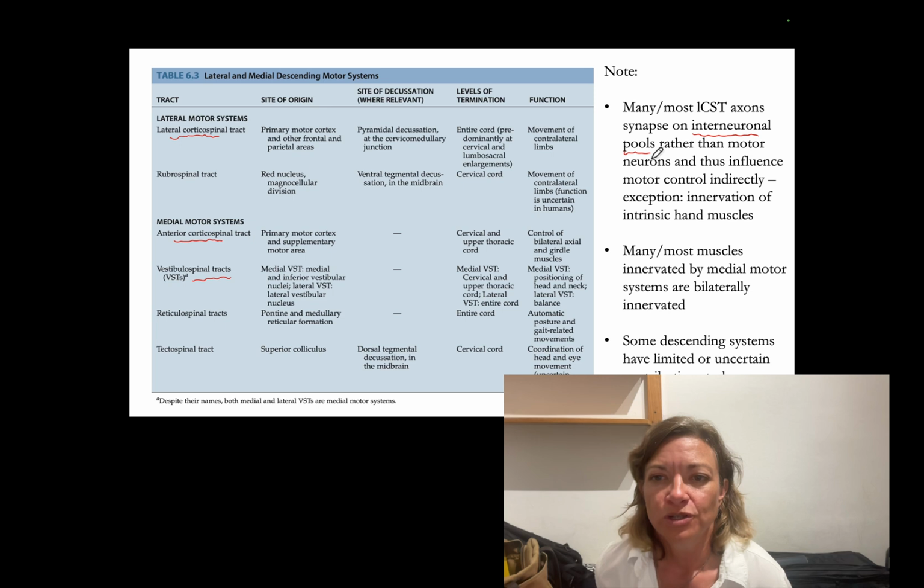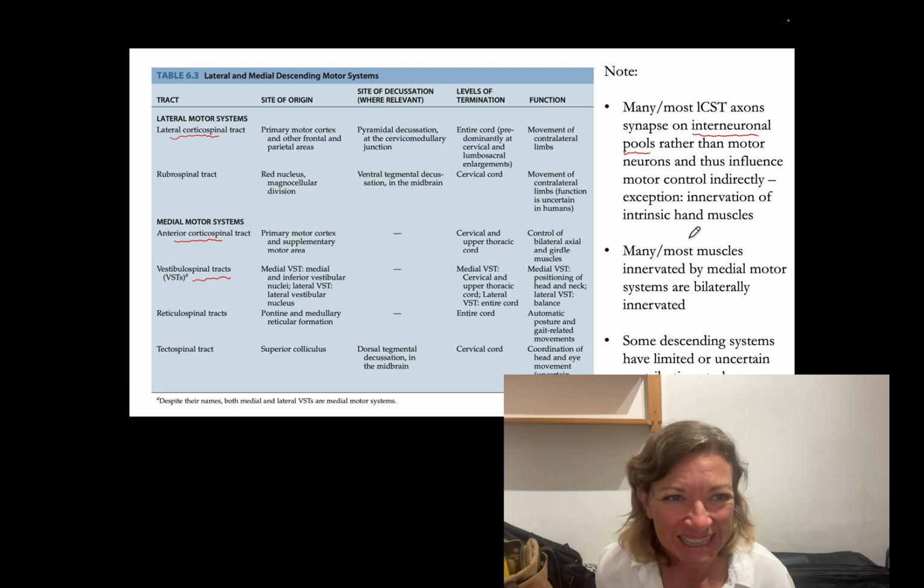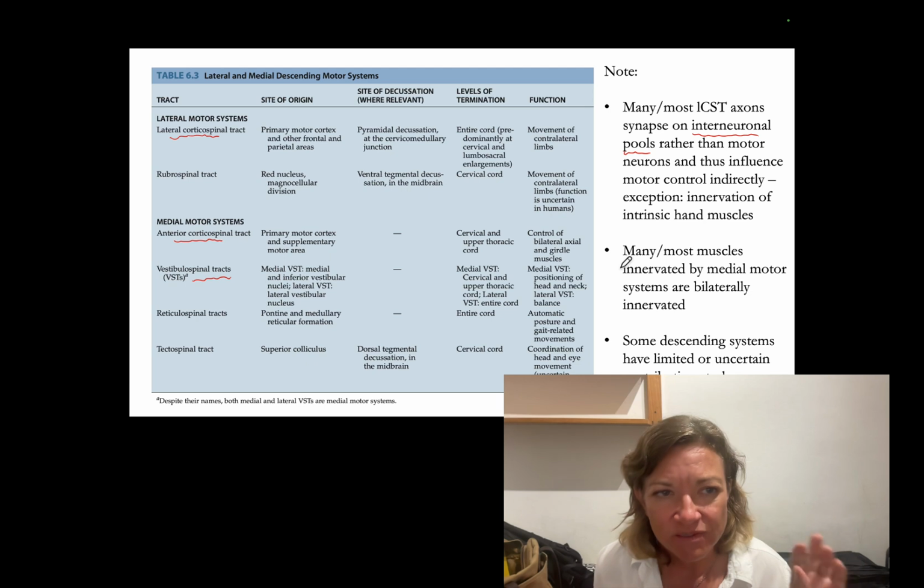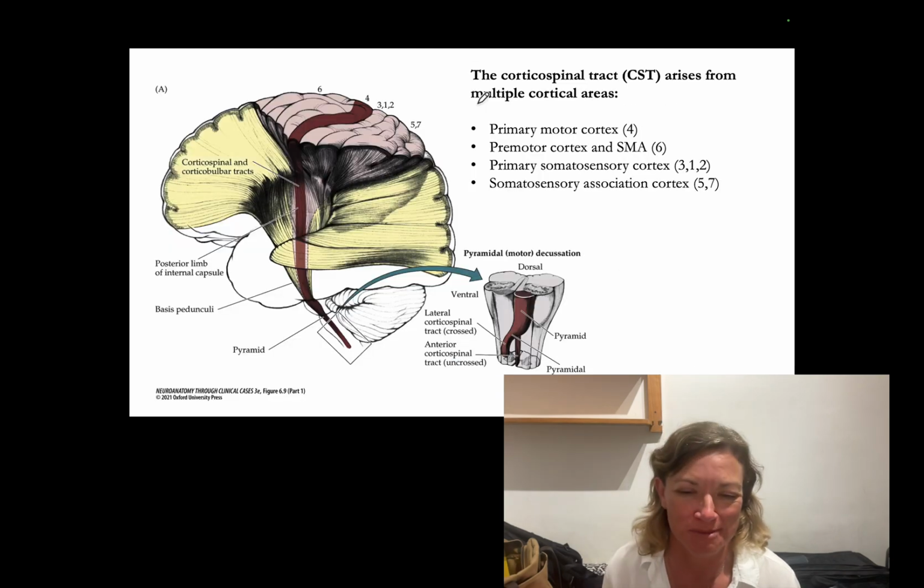The third thing I want you to note is that many or most muscles innervated by medial motor systems are actually bilaterally innervated. And so that's really important for postural control and trunk control. Many of those medial motor systems bilaterally govern that proximal musculature. So let's start with the corticospinal tract.